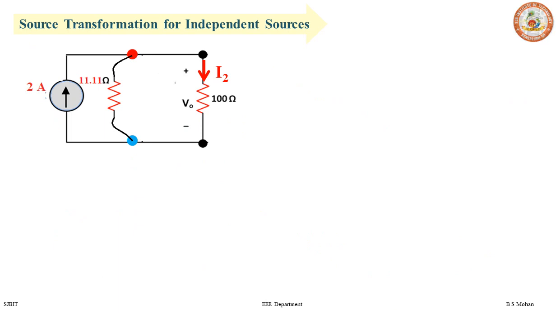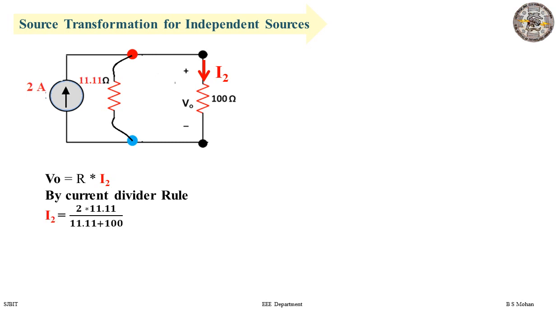So here we have different ways of solving from here. Let's see one by one. So 2 amperes is the main current that will be divided. Current will be divided for the resistances 11.11 and 100 ohms. So the current that is going through 100 ohms is taken as I2. So we know by Ohm's law, V0 is equal to R into I2. So by current divider, I2 is given as main current into opposite resistance divided by the sum of the resistances. So by solving this, we get the value of I2 as near to 0.2 amperes. Substituting that above for V0, we get approximately 20 volts.